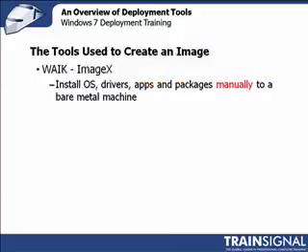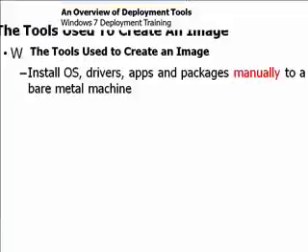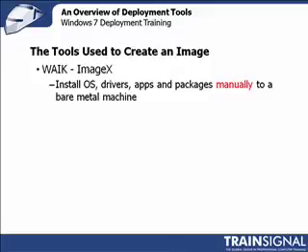The tools you can use to create an image are the Windows Automated Installation Kit ImageX, which I just talked about. This allows you to install the operating system, drivers onto that machine, applications, and packages. Packages internal to Microsoft are defined as either operating system patches or language packs. So that's what I'm referring to when I say packages. You can add those manually to a bare metal machine and then use ImageX to create an image.